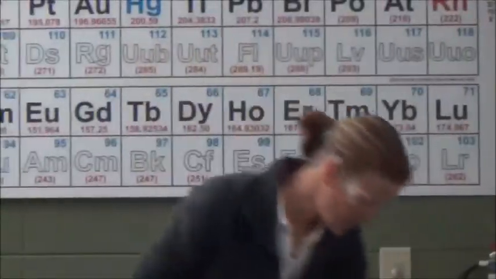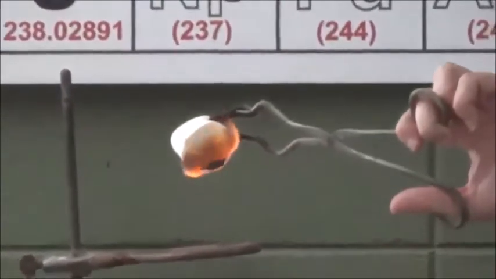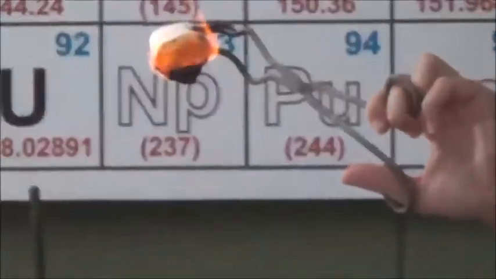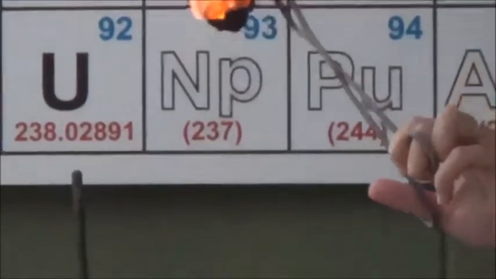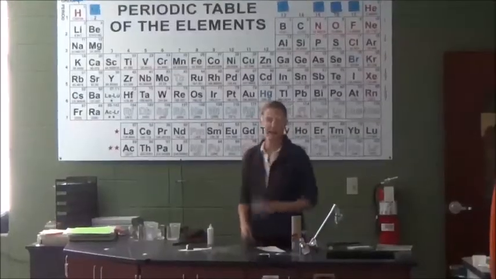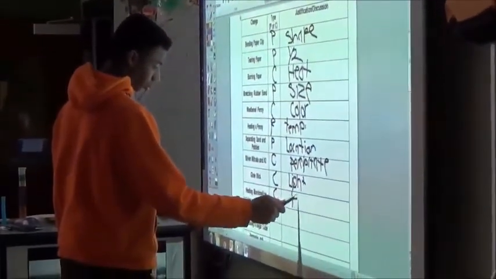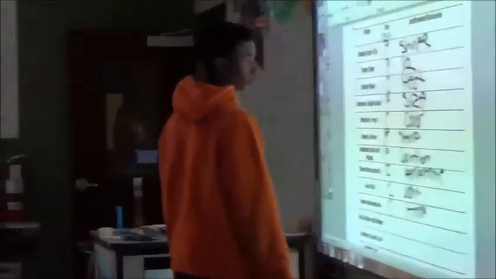All right, heating a marshmallow, my favorite one. Or in this case, burning a marshmallow. Chemical or physical change? So correct, Zach, a chemical change. Pick a reason. Good, heat or gas production or light, any of the above.